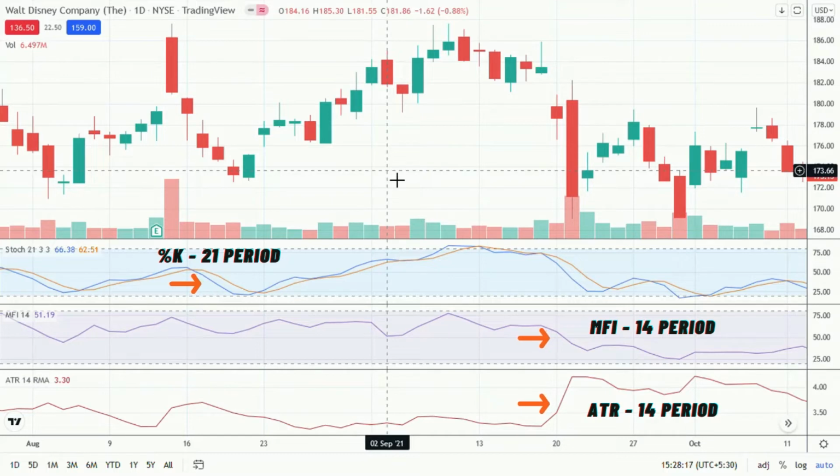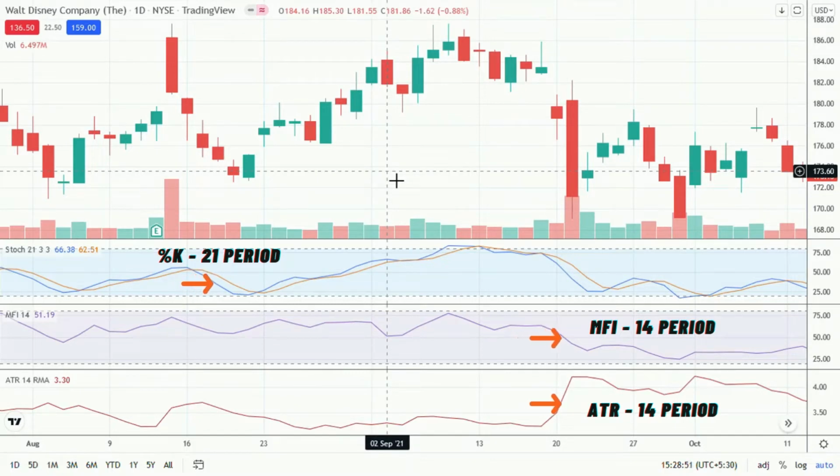So let's go to the 2nd of September to run these conditions. So the first one, we need to take a look at stochastic. So percentage K line closed at 66.38, as you can see to the left. So 5 minutes prior to market closing, it should have been around 66. So we're going to compare this with the previous day's closing, which was the 1st of September. Percentage K line closed at 63.81. So clearly the current value is greater than the previous value.